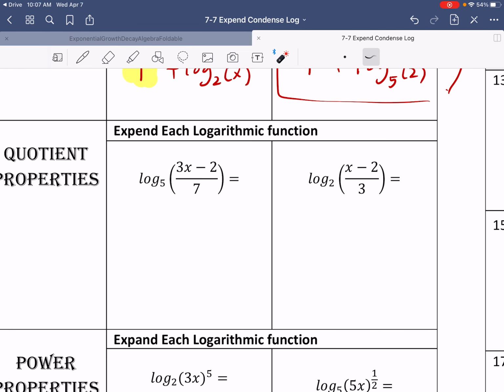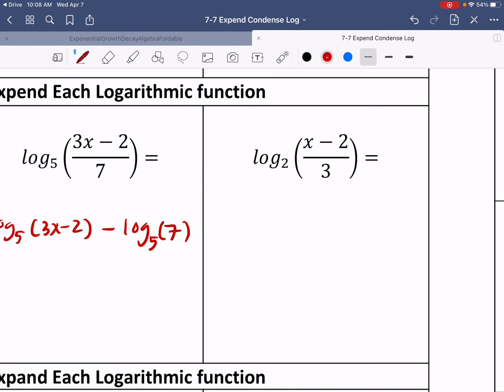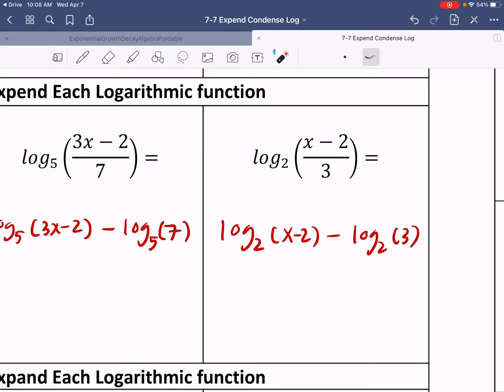Now, let's try to expand this. Now it's 3x minus 2, divided by 7, right? It's very easy. I don't think we will have enough space unless we use space wisely. Minus log base 5 of 7. And again, if you put this one into a calculator, you're going to see very ugly numbers. So that's what you have. Let me put parentheses here. Same thing here: log base 2 of x minus 2, minus log base 2 of 3. Just don't forget, if it is divide, it's minus. And again, you can combine these together to get this one as well.